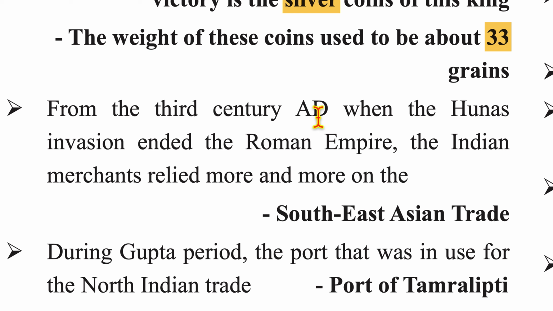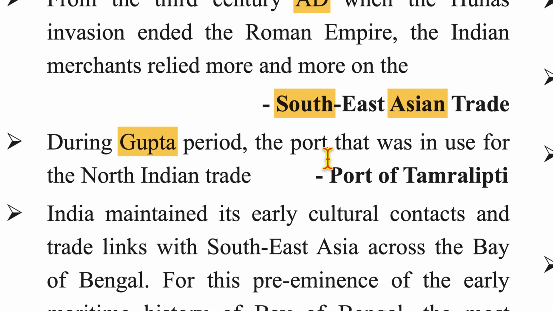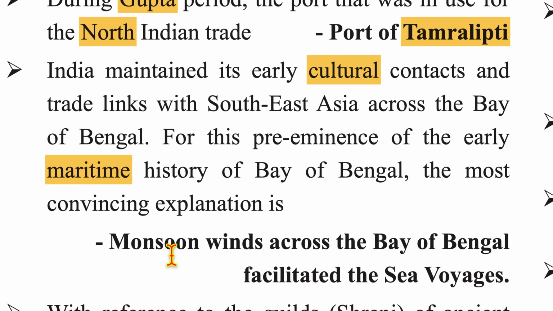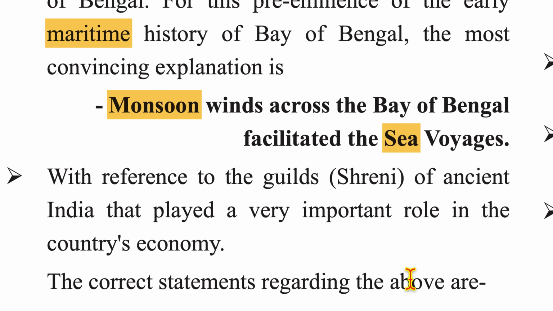From the 3rd century AD, when the Huna's invasion ended the Roman Empire, the Indian merchants relied more and more on the Southeast Asian trade. During the Gupta period, the port which was in use for North Indian trade was port of Tamralipti. India maintained its early cultural contact and trade links with Southeast Asia across Bay of Bengal. For the preeminence of early maritime history of Bay of Bengal, the most convincing explanation is monsoon winds across the Bay of Bengal facilitated sea voyage.